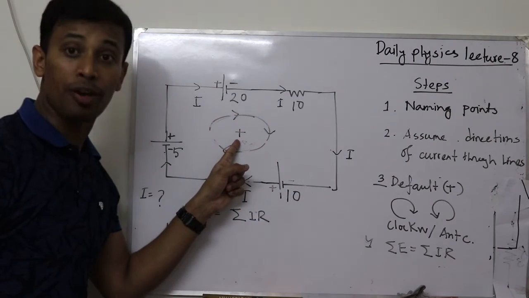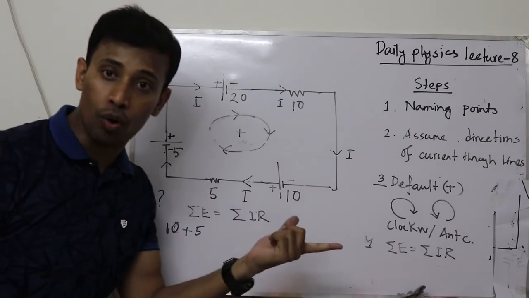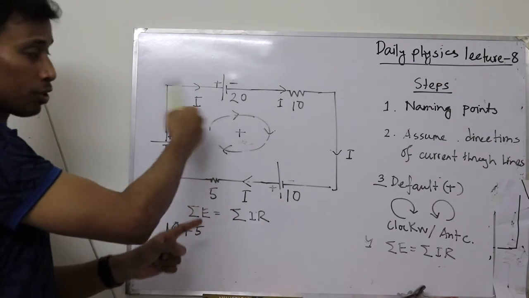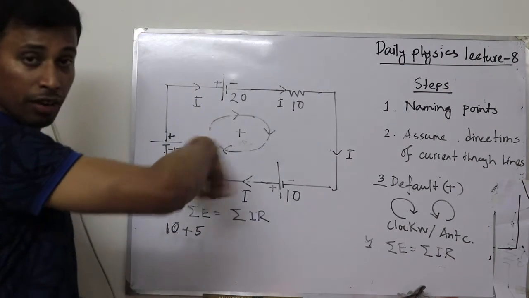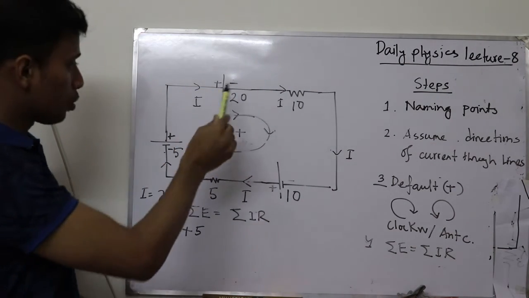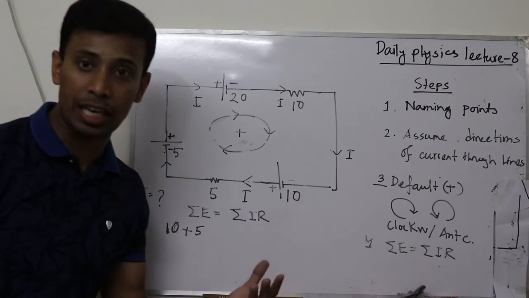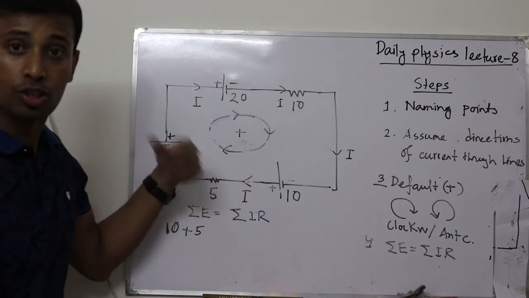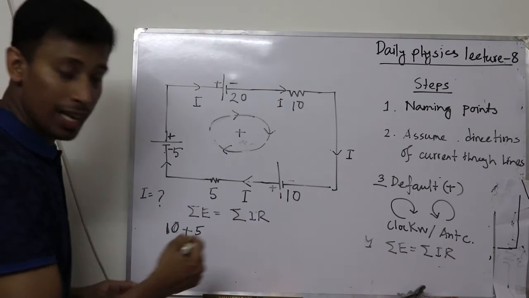But our default positive direction is clockwise. The direction of this cell is anti-clockwise, positive to negative. So the direction of this 20 volt is anti-clockwise and our default positive is clockwise. So this 20 is a negative cell.